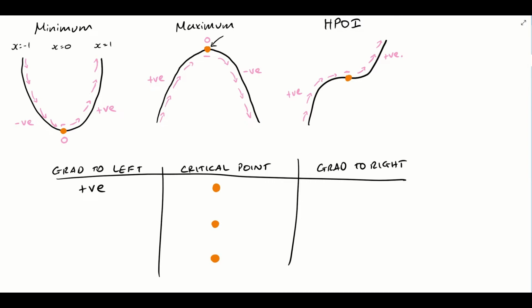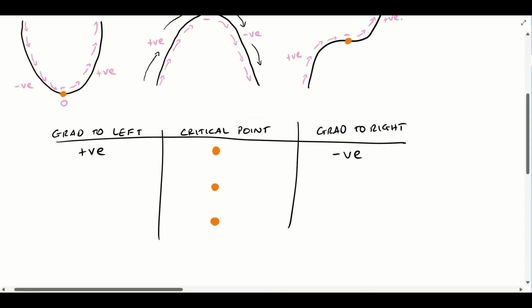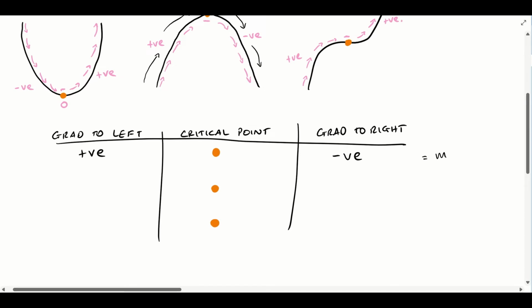Now, if the gradient to the left of the critical point is positive, and then the gradient to the right of the critical point is negative, then what type of critical point do we have? Well, to the left, we're positive, and to the right, we're negative. It's going to be the maximum, right? We're climbing up the left-hand side, and we're decreasing down the right-hand side. So we're going over a hill, okay? So that there is going to be a maximum.